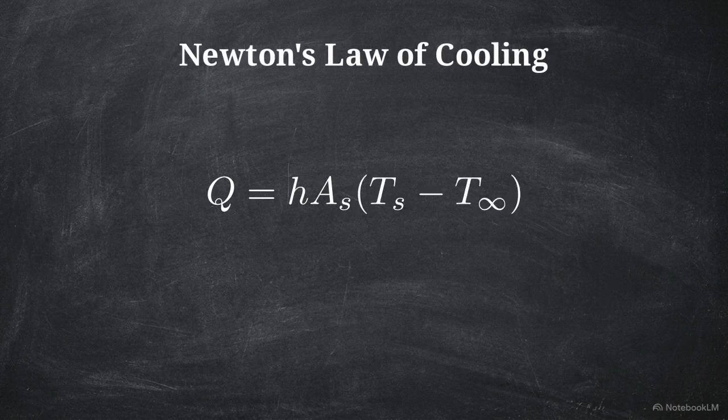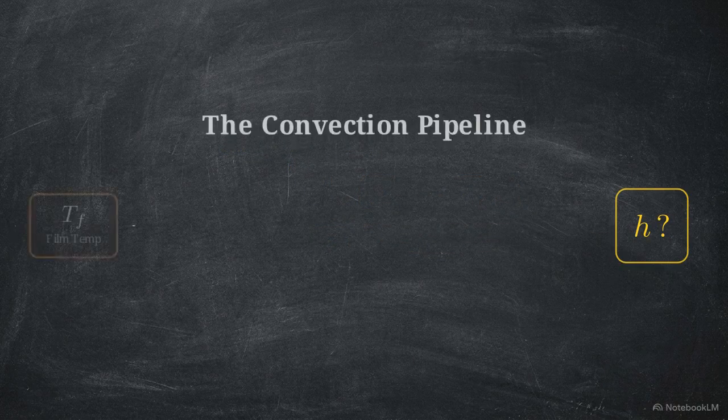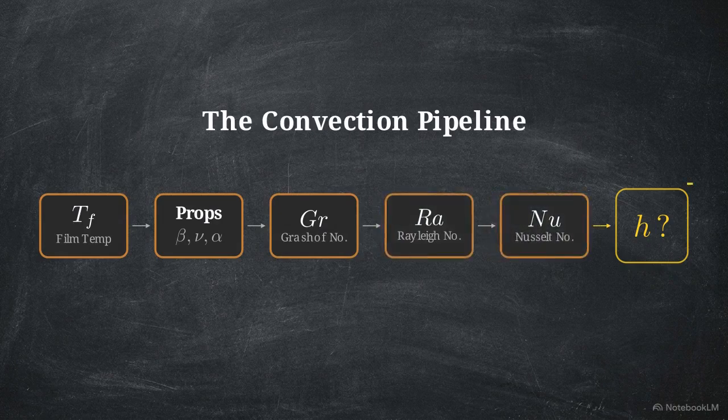To calculate the total heat transfer for either scenario, we use Newton's law of cooling, which is this equation here. We take the surface area, multiply it by the temperature difference, and then multiply by h. But h, the convection coefficient, is the tricky part. It is usually the missing variable, and finding it requires a specific 5-step mathematical pipeline.